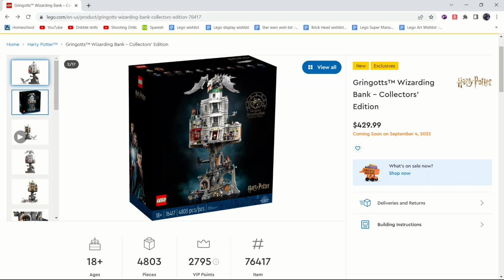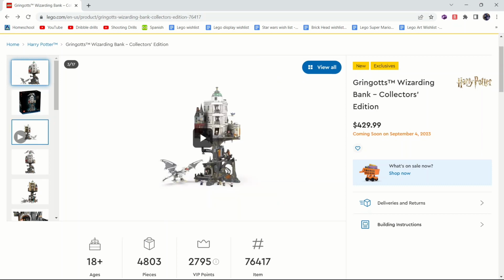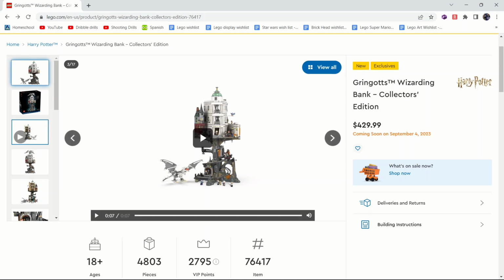If you look at the box specifications, it says that it is an 18 plus set, obviously, with 4,803 pieces, and it is set number 76417. And I think Jacob said they did the best they could with it, so taking out the 360.